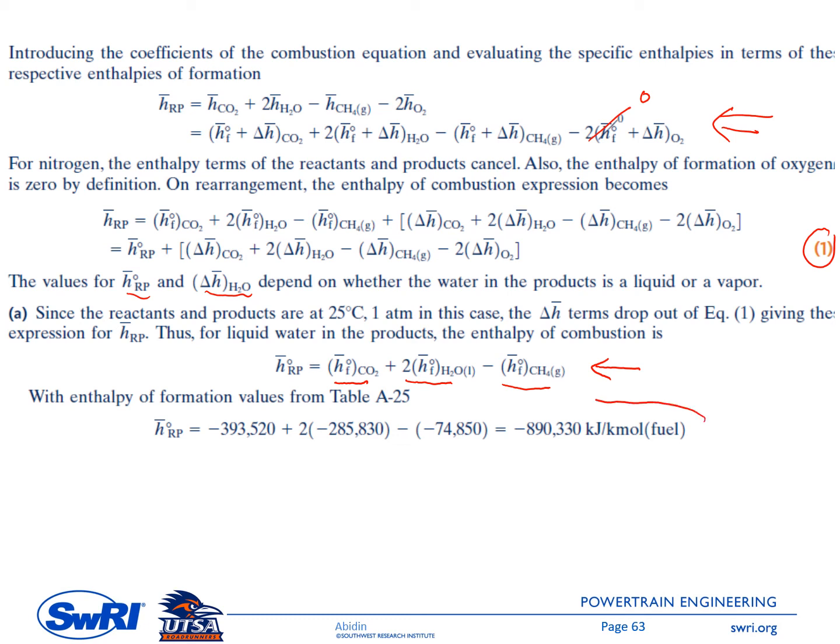Then we will get this value. And also in this case we have H2O as a liquid phase. So it means we need to take the corresponding enthalpy of formation for liquid water. And in this case it is minus 285,830 kilojoule per kilomole.